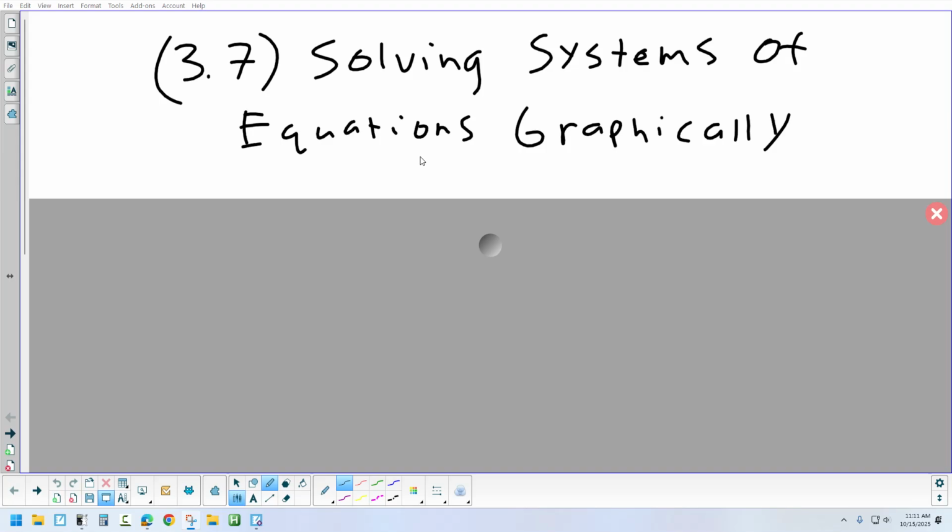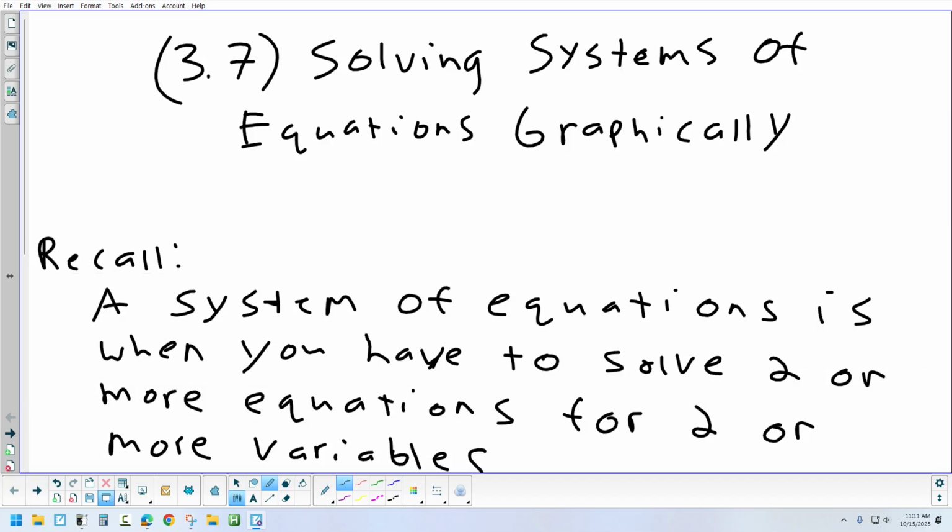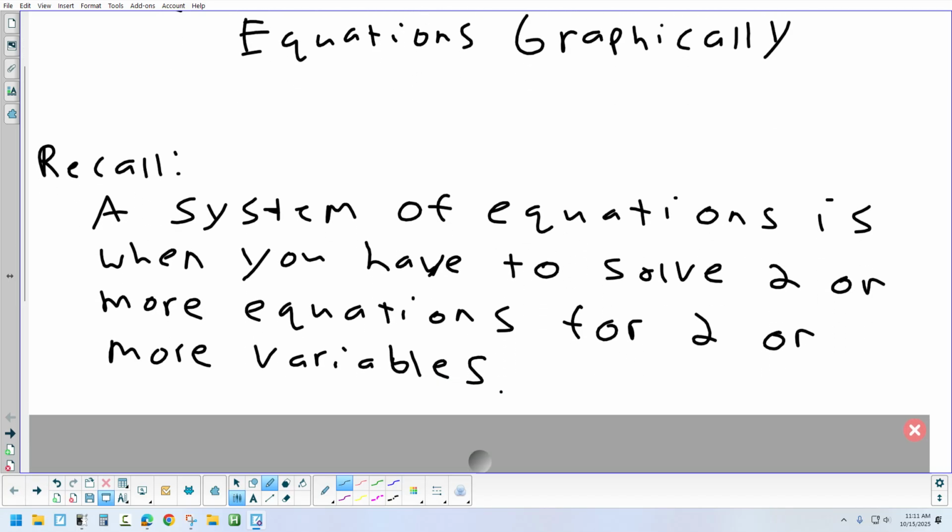All right, so we're going to finish up chapter 3, which is on looking at systems. It's really a review of just graphing and finding an intersection. And then we'll look at section 4.1. So just a reminder of what a system is.